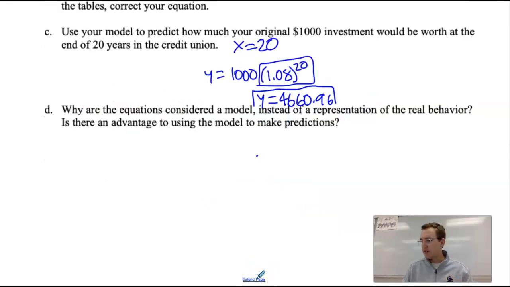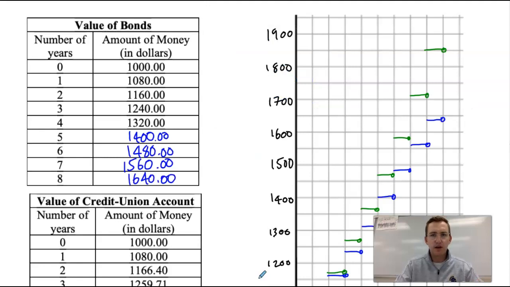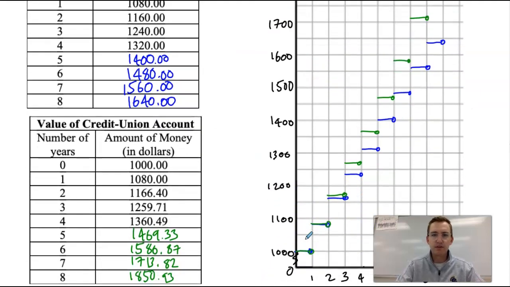Perfect. So last question for this one. Why are these equations considered models instead of a representation of the real behavior? So again, if we go back and look at the growth on these graphs, for example, if I just look at the blue one, the linear one, the one that looks like it should be a linear equation, if I actually draw that line in here, where we're actually growing is only at the left-hand points of those lines. So again, it's a model because it represents the growth.